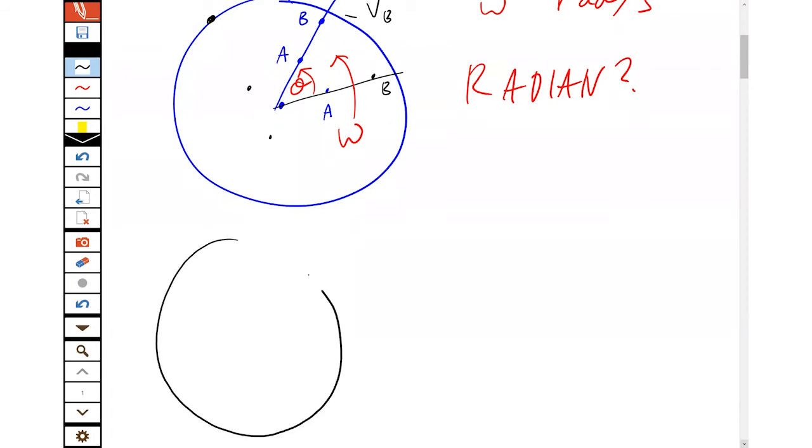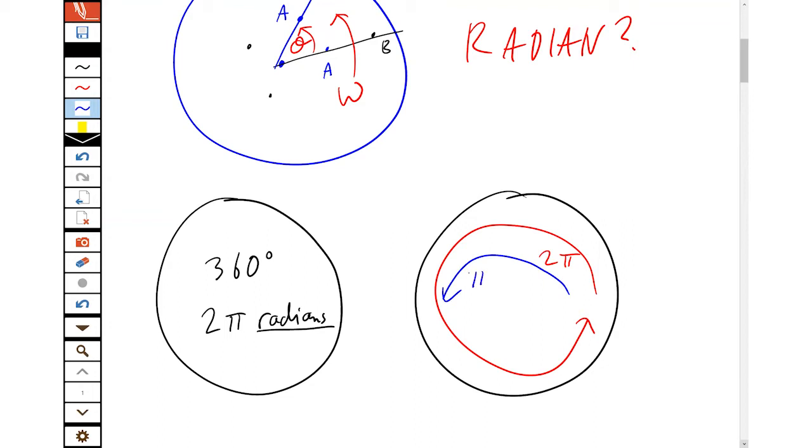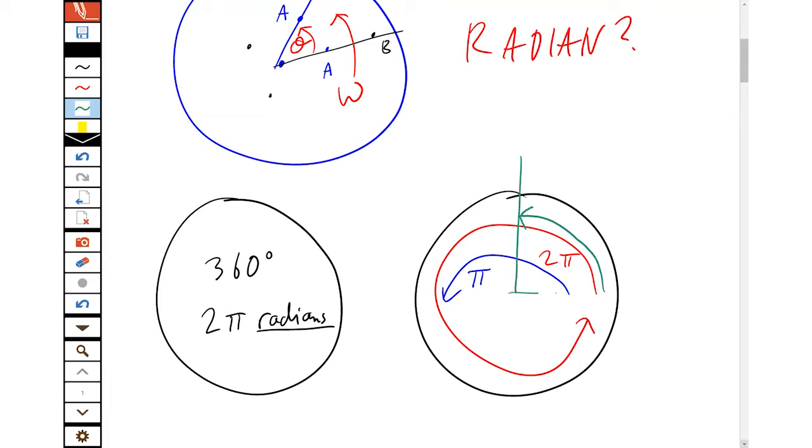You might have seen before that a circle has 360 degrees in it. And that unit is useful for some things. It also has 2 pi radians. And this unit is more useful for other things. So, if I go around the complete circle, that's 2 pi radians. If I only go around half a circle, that's half of that, so that's pi radians. If I only go a quarter of a circle, that's a quarter of 2 pi, which is pi over 2 radians.